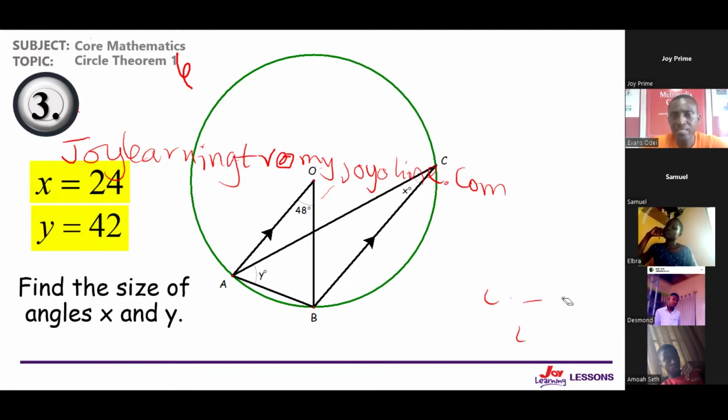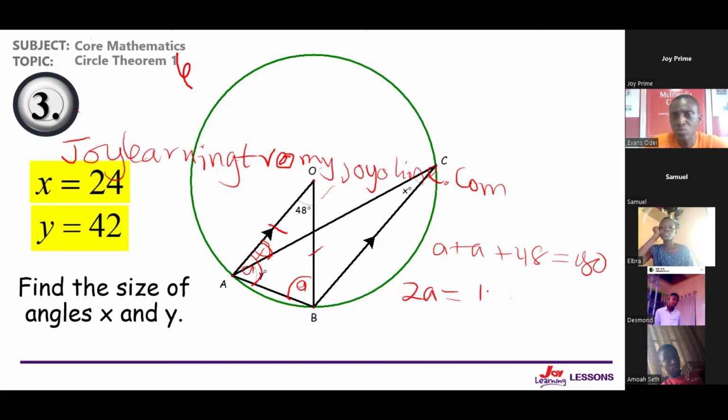What I said was that the angle over here is called x because of alternate angle, right? And the whole of this is equal to that because these two lines are equal. So we have a value here we don't know. Let me call it A, and that one here we call it A. So A plus A plus 48 will give us 180, which means 2A is equal to 180 less 48. And when we subtract that, we get 132, which is 2A. Now, when we divide both sides by 2, we get our A to be 76.